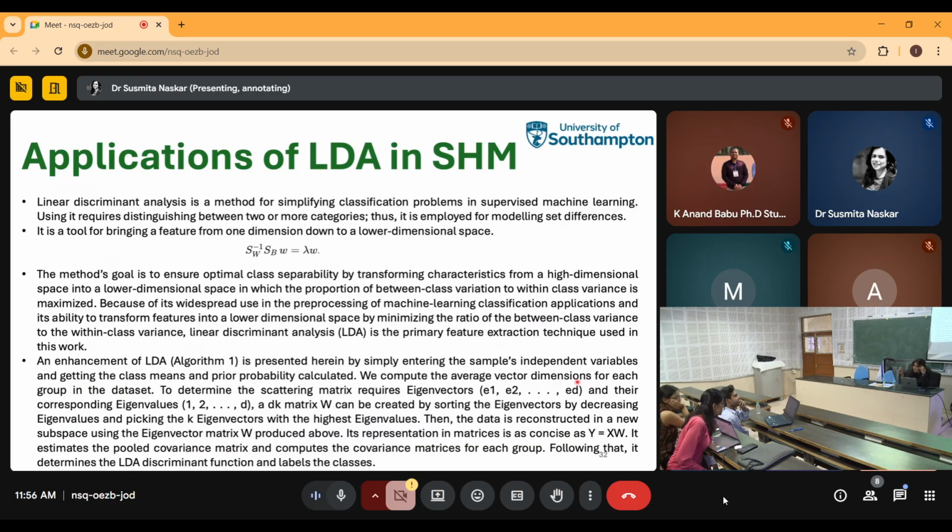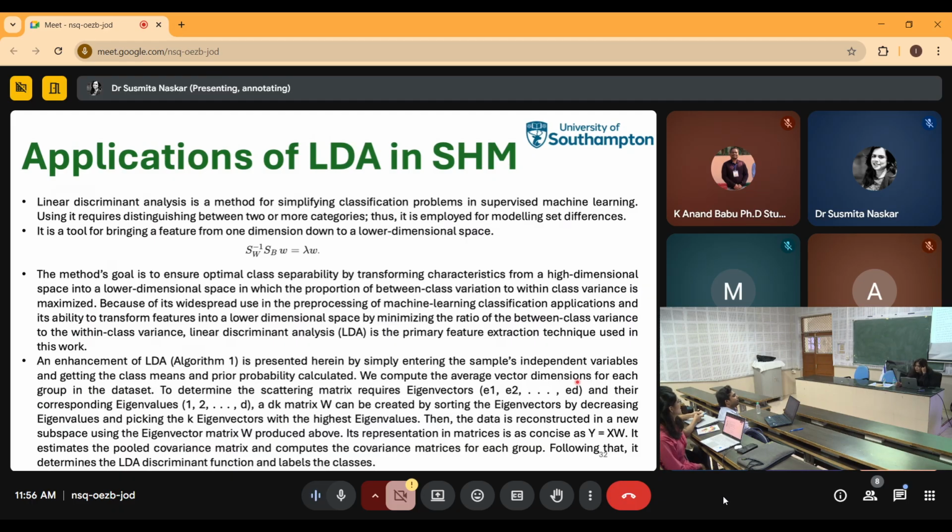It seeks a low dimensional subspace where the between-class variance is large relative to the within-class variance. Right? So that makes the downstream classifier much simpler and often more accurate. Okay. So what LDA generally does is that it maximizes the between-class scatter while minimizing the within-class scatter. Then it projects the data into that space and classifies there. Right? That's what LDA generally does.